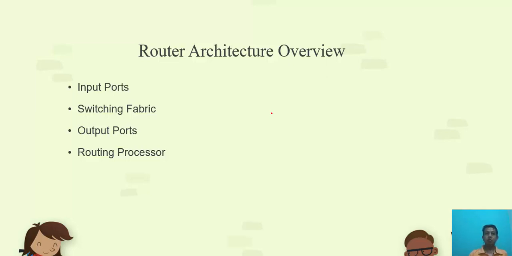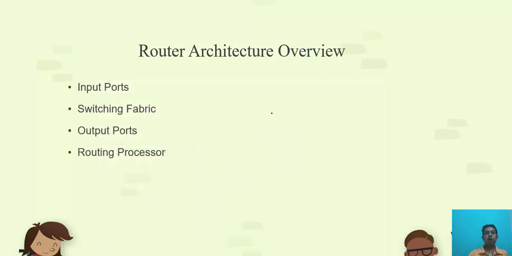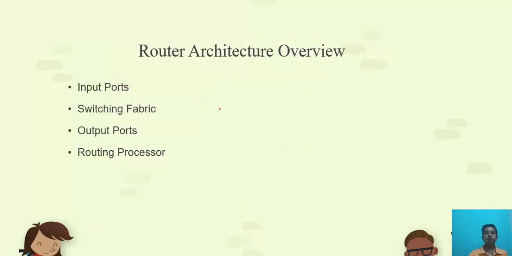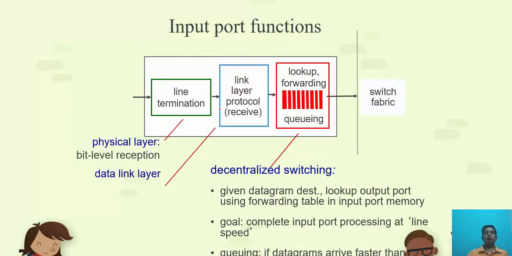Okay, now from a higher level point of view, a router has four components: input ports, switching fabric, output ports, and a routing processor. This is a diagrammatic view. Also note that a port can be both an input port and an output port. In this diagram, when a datagram is coming from A into interface 1, then this interface is an input port. When some data packet is going to A through this interface, then it becomes an output port. Clear?